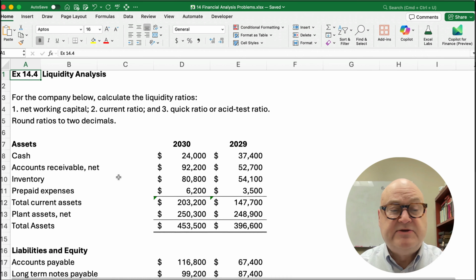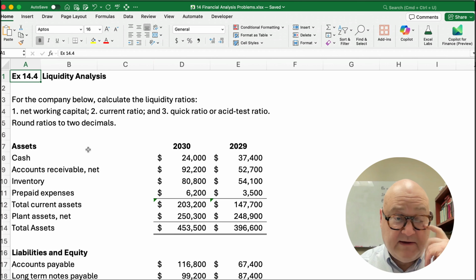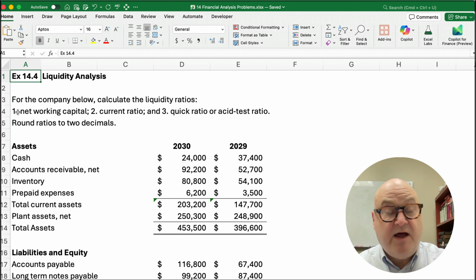I've got two different years of balance sheets, and here is the problem. We need to calculate the liquidity ratios. You might say, wait, what are the liquidity ratios? Well, liquidity is the idea of nearness to cash. So how fast can we pay off our debt? How much cash and short-term current assets do we have compared to our liabilities? So here are the three liquidity ratios that you need to know.